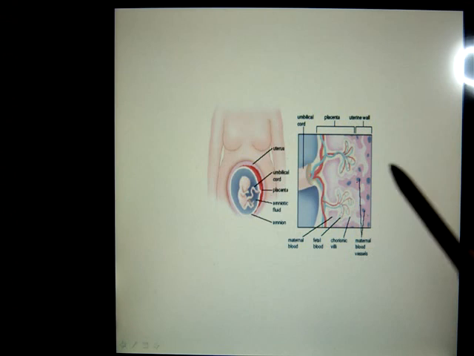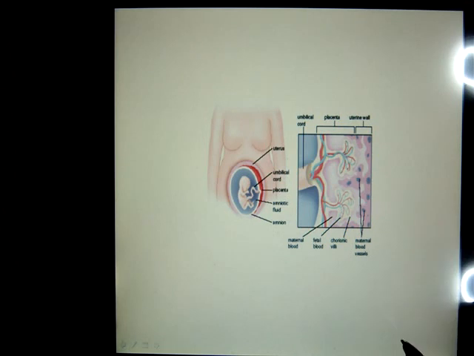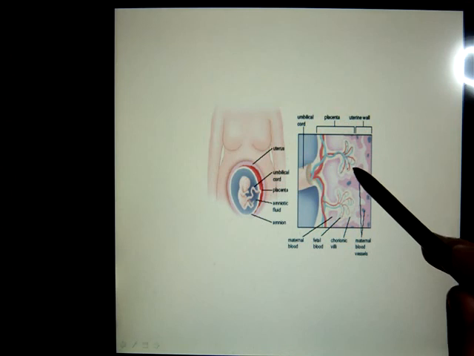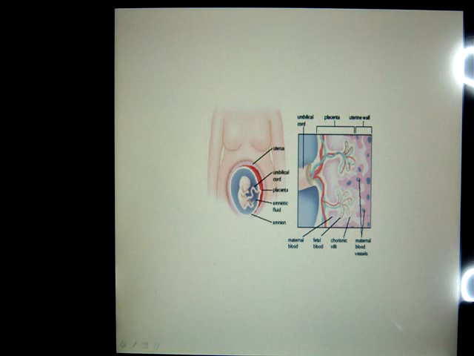So nutrients, oxygen, stuff like that, are going to diffuse from the maternal blood vessels across this gap into the blood vessels connected to the umbilical cord. And wastes are going to do the opposite. They're going to diffuse from the umbilical cord blood vessels to the mother's blood vessels. Again, there's no direct connection, so there's no trading of blood between the mother and the embryo. Nutrients and wastes, yes, blood not.